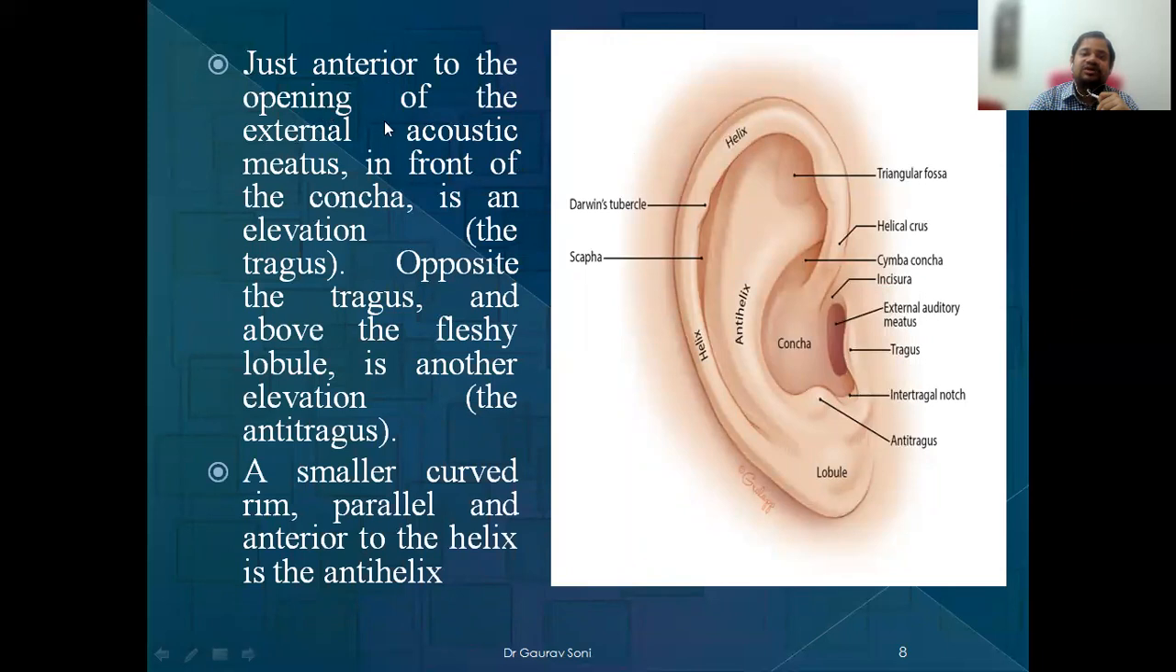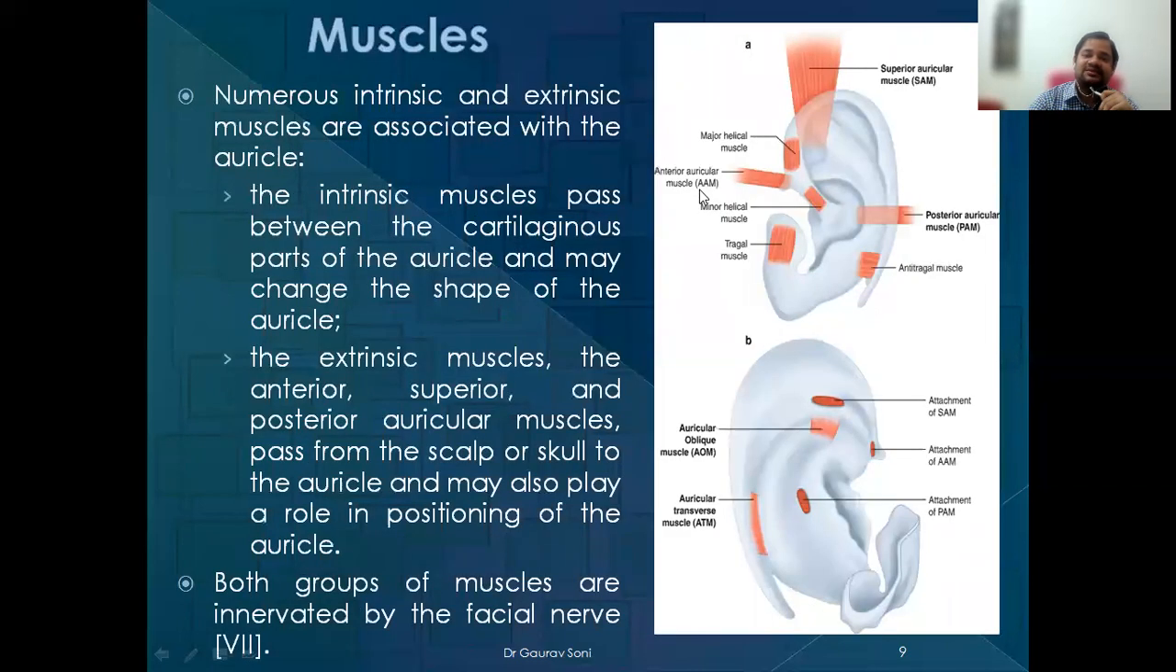Just anterior to the opening of the external acoustic meatus, in front of the concha, is the elevation, the tragus. Opposite to the tragus and above the fleshy lobule is another elevation called the antitragus, as I have already told you. A smaller curved ring parallel and anterior to the helix will be called the antihelix. So better to learn these things from the diagram and learn the different structures from upside to downside. A specific thing present in the upper part of the helix is Darwin's tubercle, which is a named structure, so you should remember it.